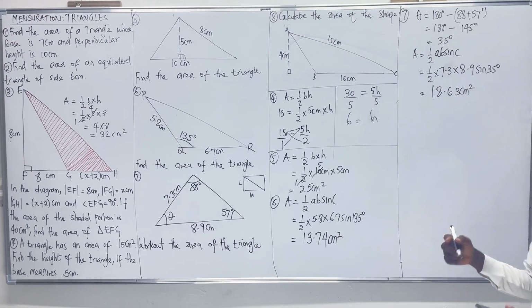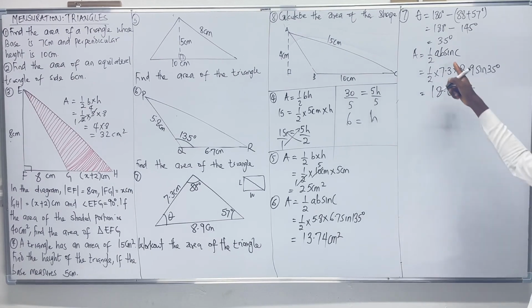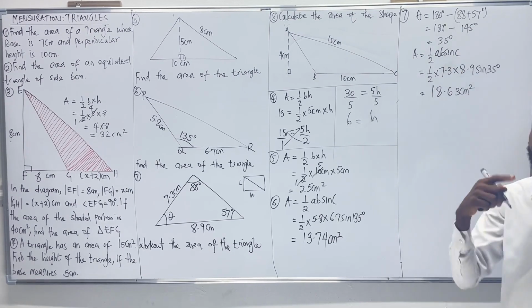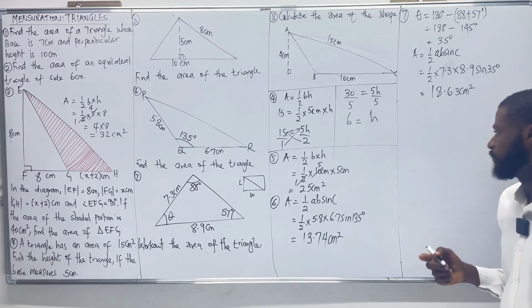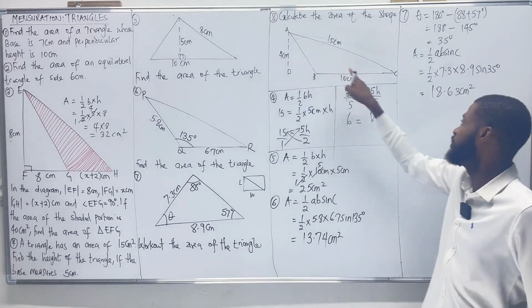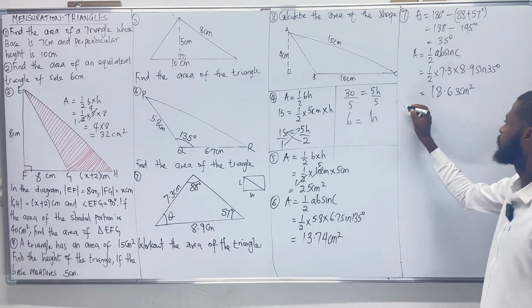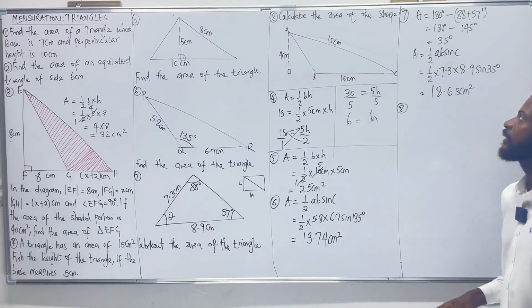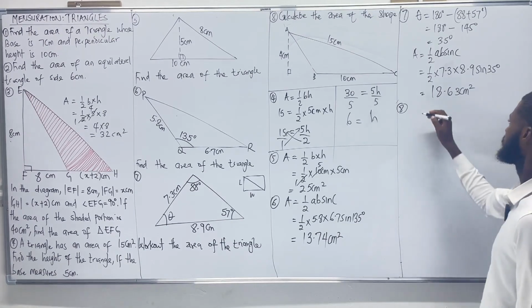Good. Now, one might be asking, how did we get this very formula? Just in case you are curious, let me solve question 8 and I will derive this very formula for us. Question 8, calculate the area of this very shape.